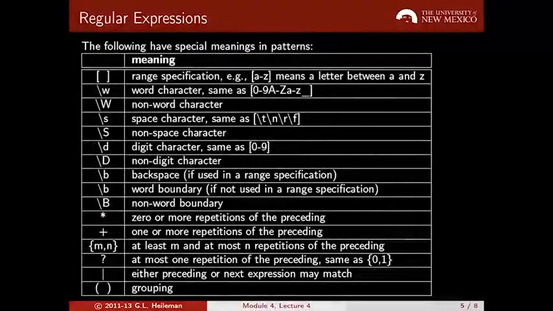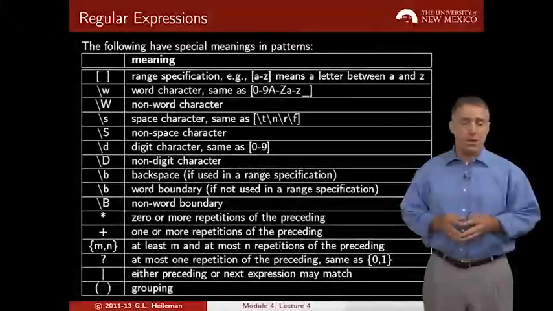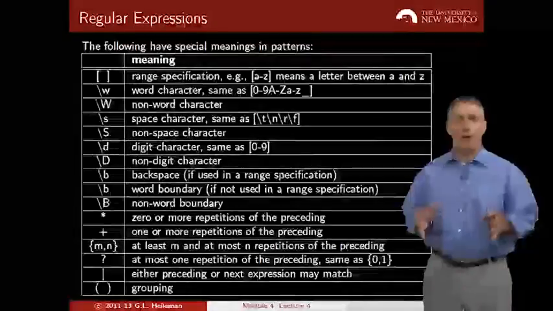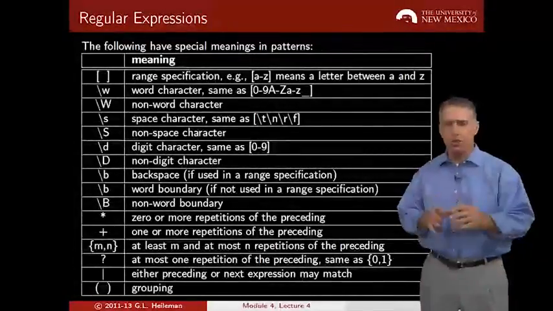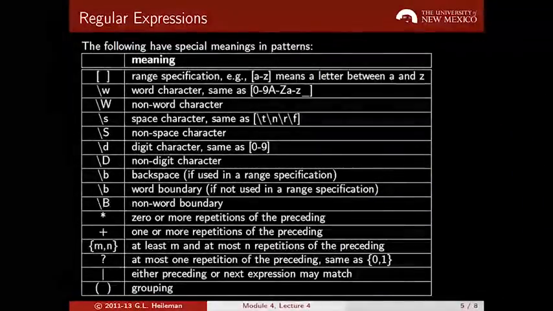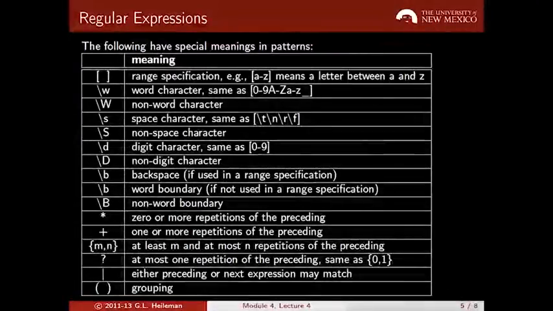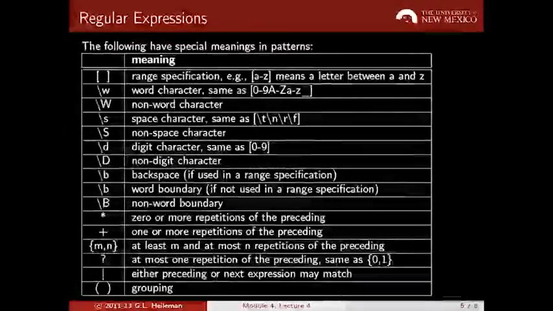Now, there's a lot to regular expressions, and I can't go over all of the various meanings of the symbols that you can use in a regular expression. But here's a quick table that shows some of them. And so here, if you use the square brackets, that gives you a range. So for example, if I enclose lowercase a dash z, that means any letter between a and z. So that's how you specify a range.